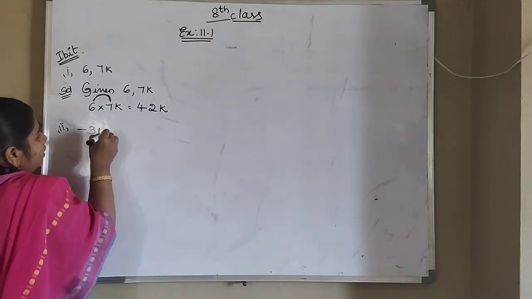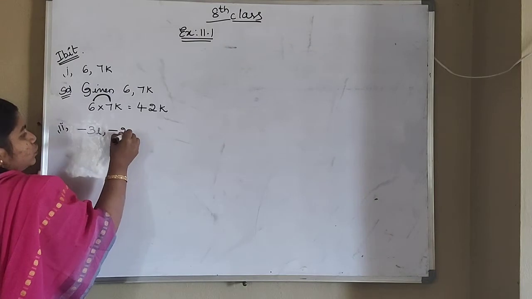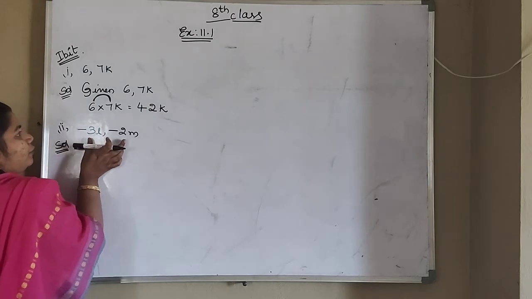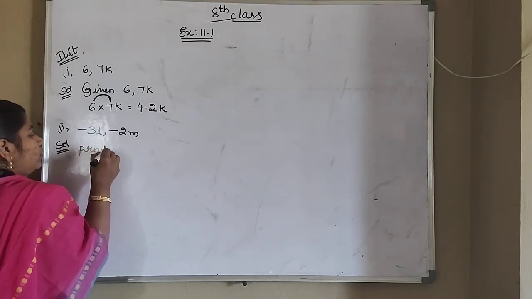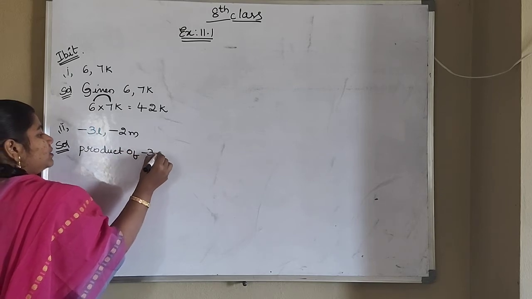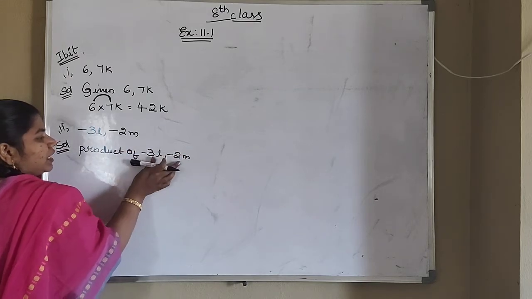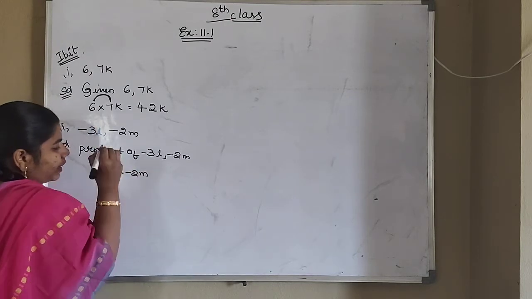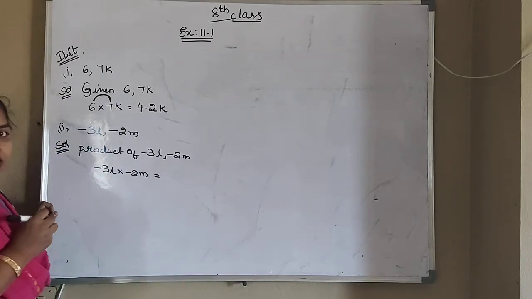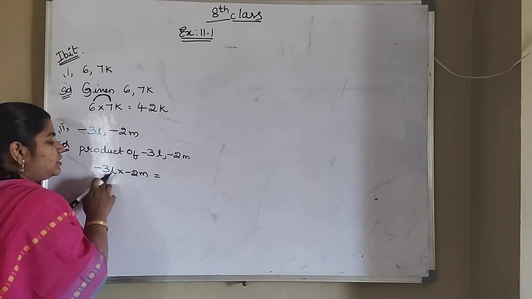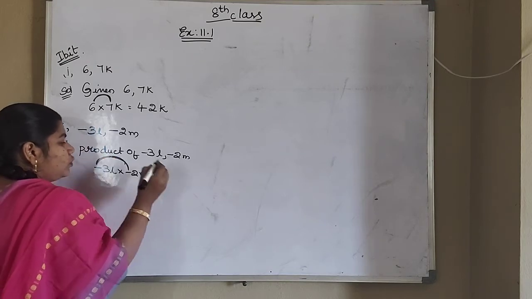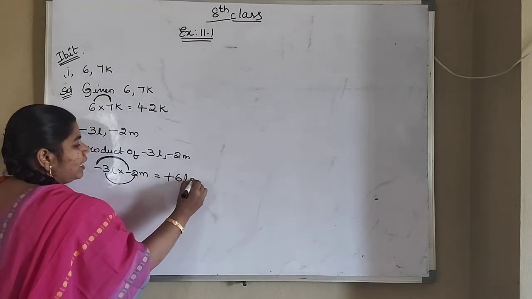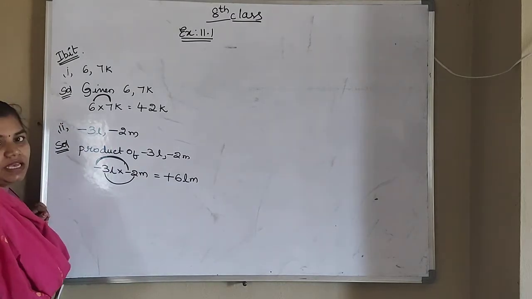Next, what is the second one? Minus 3l, comma, minus 2m. Again we have to find the product of this. Product is nothing but multiplication, so minus 3l into minus 2m. First we multiply the numerical values, and we have signs here. Minus into minus will be plus. 3 twos are 6. L into m will be lm. So the result is plus 6lm.